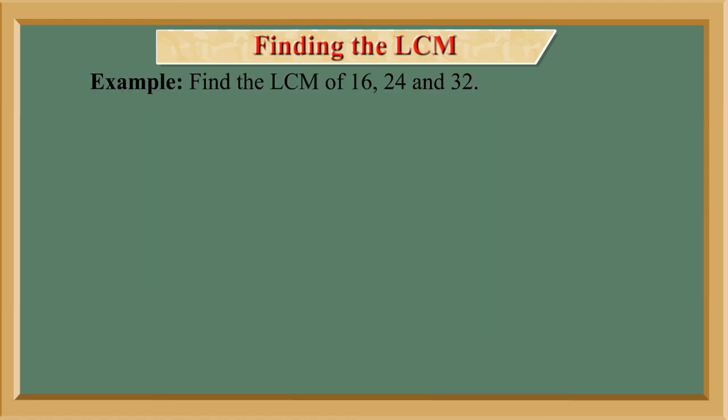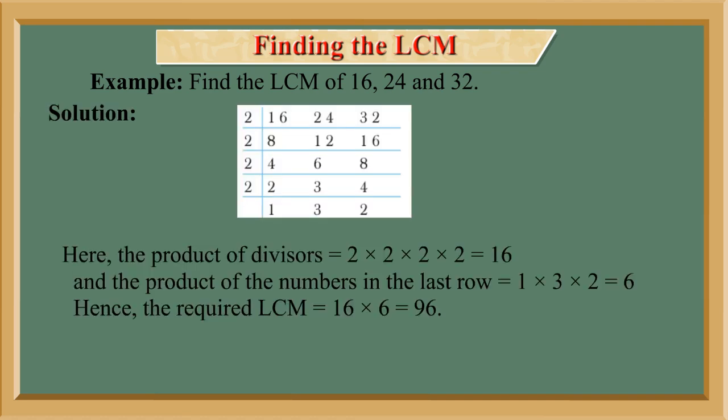Example. Find the LCM of 16, 24 and 32. Solution. Here, the product of divisors is equal to 2 into 2 into 2 into 2 is equal to 16. And the product of the numbers in the last row is equal to 1 into 3 into 2 is equal to 6. Hence, the required LCM is equal to 16 into 6 is equal to 96.